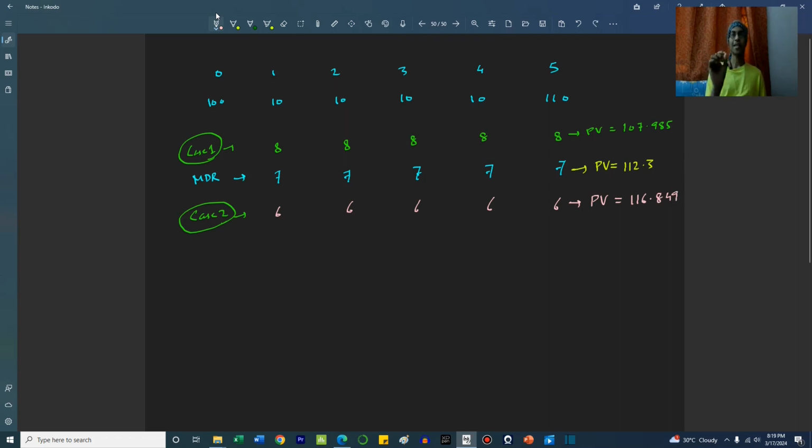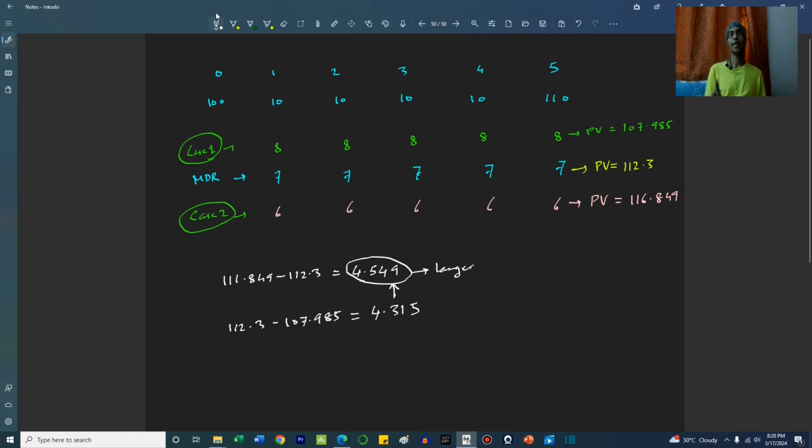116.849. Now if we measure the change from the base case to case 1 and case 2, let us make an observation out of it. 116.849 minus 112.3, this gives 4.549, and 112.3 minus 107.985, this gives 4.315. So can you see the difference, friends? This is larger, right?